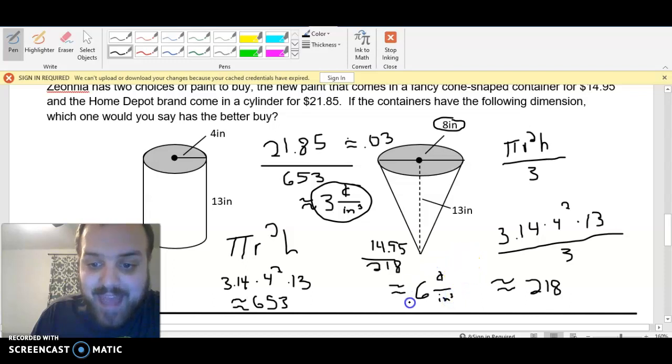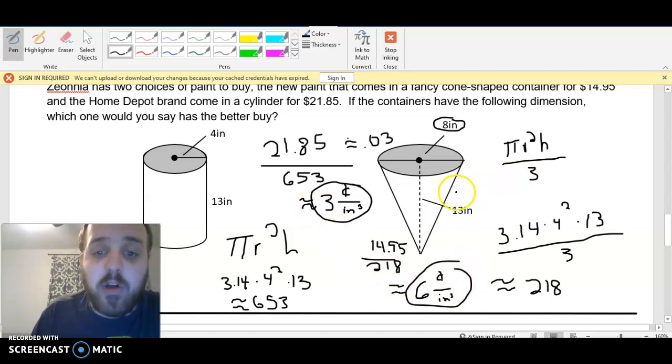Now, looking at that, which one is the better deal? Well, even though the cone is cheaper, if I'm thinking about the actual amount of paint that I'm getting, the cylinder actually has a cheaper cost per unit that I'm looking at. So the cylinder's cheaper per piece of paint than the cone is.